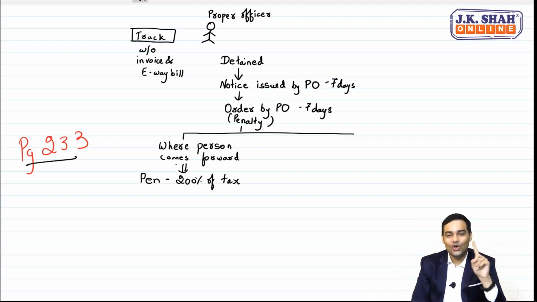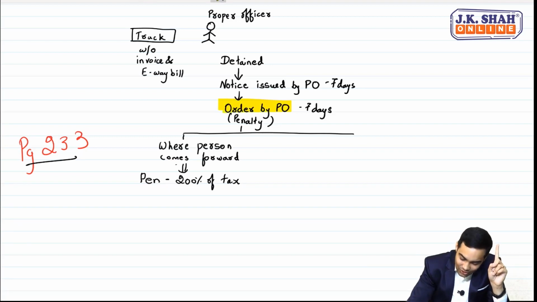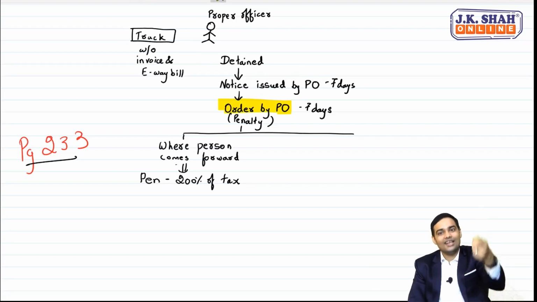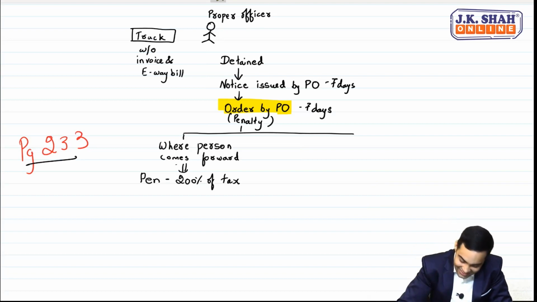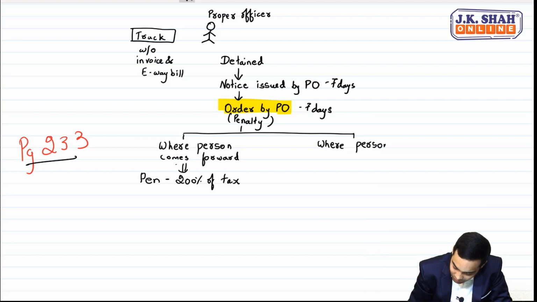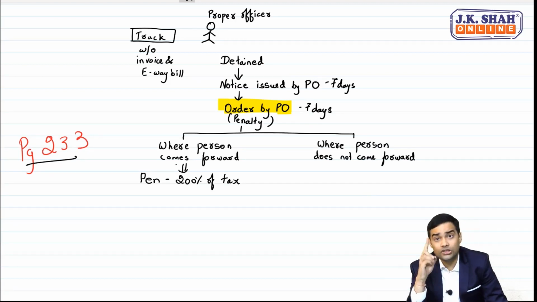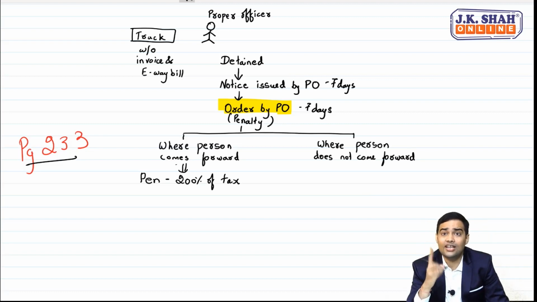And if I want to file an appeal against this order, I will have to pay 25% as pre-deposit. We just learned. Correct? Okay. Second is where person does not come forward. See, does not come forward can be two cases. Either we are not aware of who he is, or he was caught in inquiry, he did not come himself.